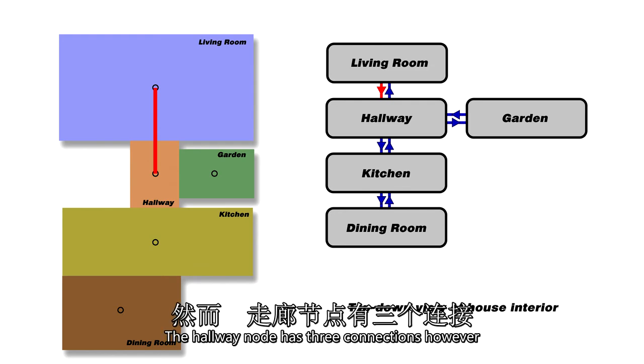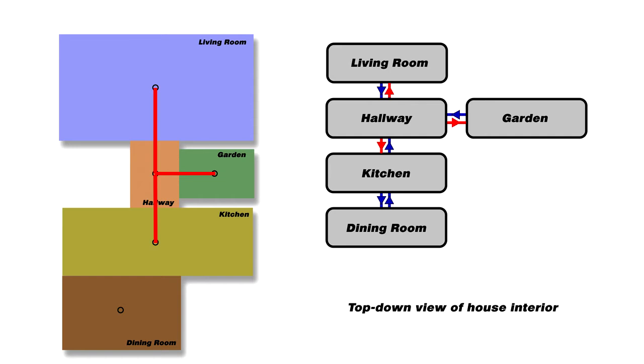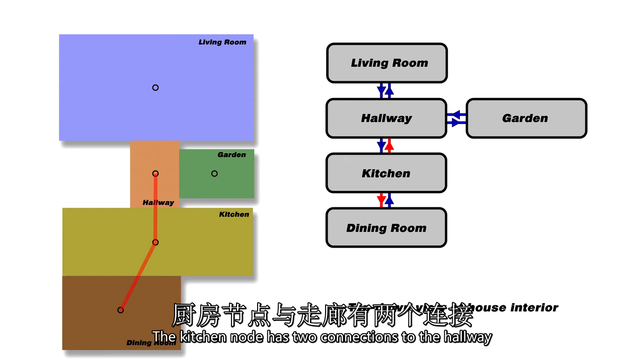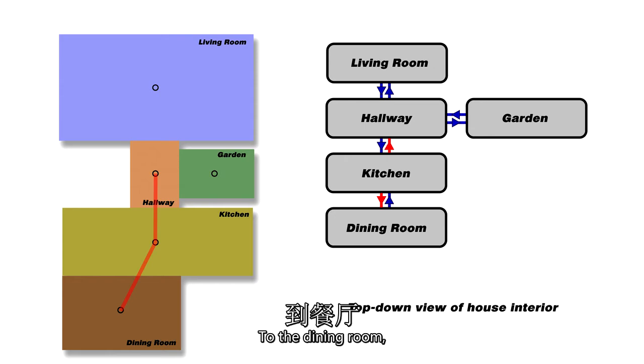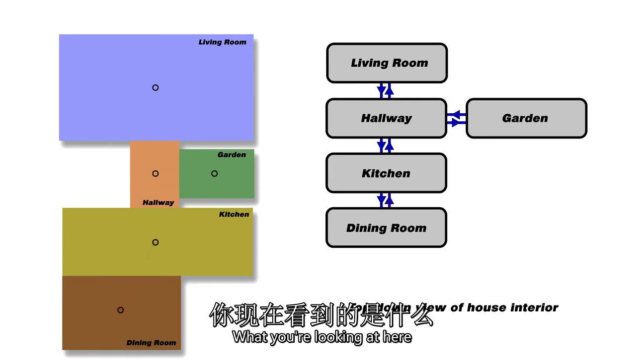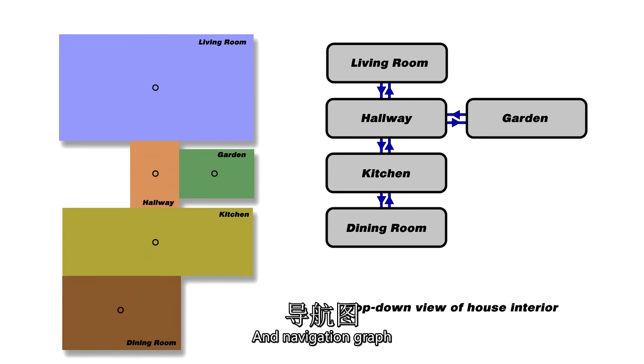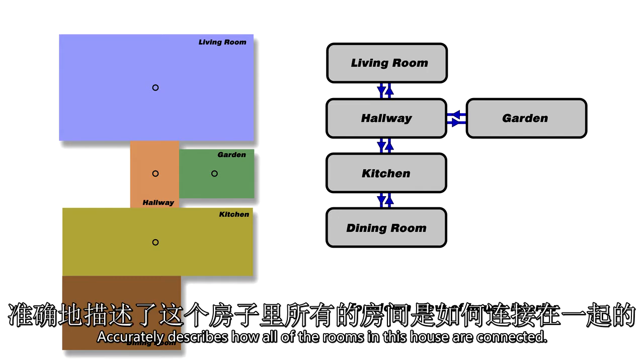The hallway node has three connections, however: a connection back to the living room node, a connection to the garden node, and a connection to the kitchen node. The kitchen node has two connections, to the hallway and to the dining room, while the dining room node has only a single connection back to the kitchen. What you are looking at here is a very simple scene graph, in this case a navigation graph, that accurately describes how all of the rooms in this house are connected.